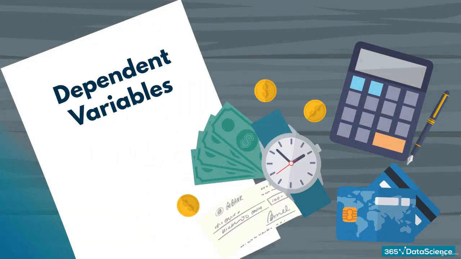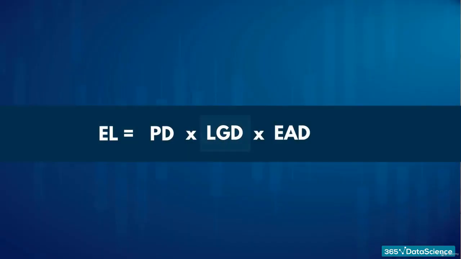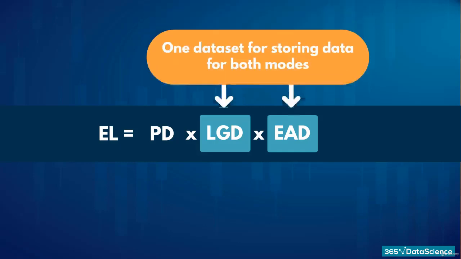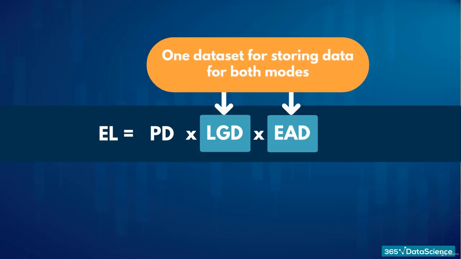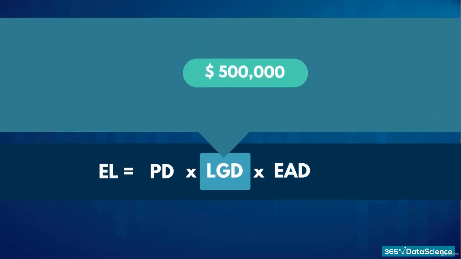Alright, we've got our independent variables. It's time to create our dependent variables for the LGD and the EAD models. In practice, you are only going to be working on one of these models at a time. So in this class, for convenience, we're going to use one dataset for storing the data needed for both models. Let's start with loss given default.